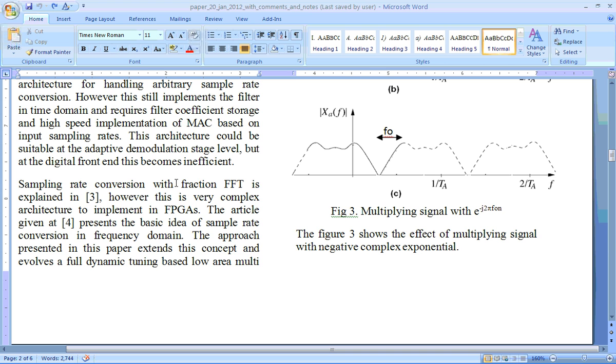Sampling rate conversion with a fractional FFT is explained in reference 3. However, this is a very complex architecture to implement in FPGAs. The article given in 4 presents the basic idea of sample rate conversion in frequency domain. We have actually not discussed much about reference 3 because proceeding along the lines of whatever reference 3 has given is definitely more advantageous. But if you see the amount of signal processing involved in it, that's very tough, very complex.